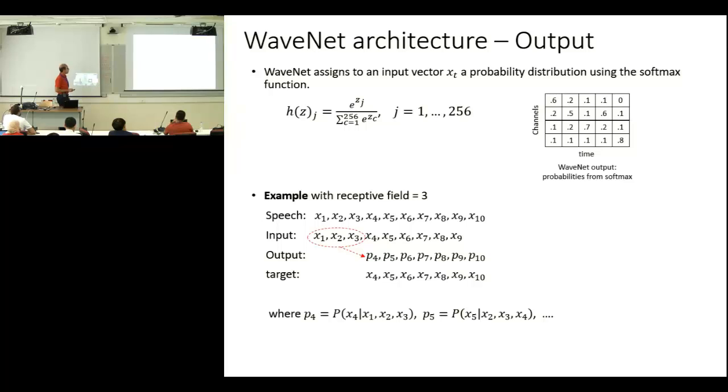Now let's see how the wavenet operates. Here is an example with a receptive field 3. This is the input speech.